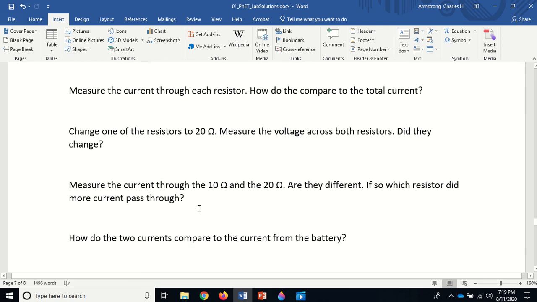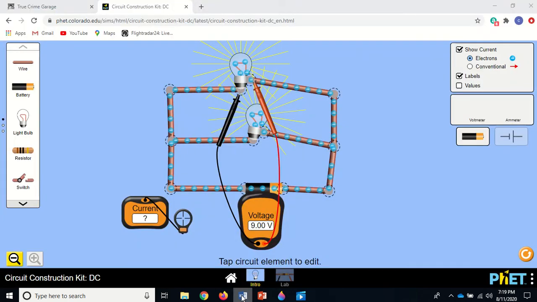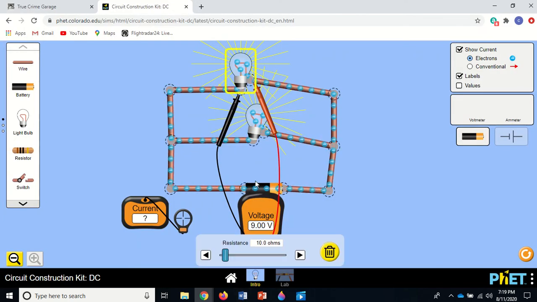Change one of the resistors to 20 ohms. Measure the voltage across both resistors. Did they change? Okay, so I'll make this one back up to 20. I guess the key is to slide it close and then use that to get it exactly right. So now that one's 20, this one's still 10.